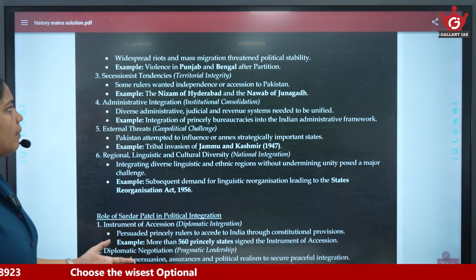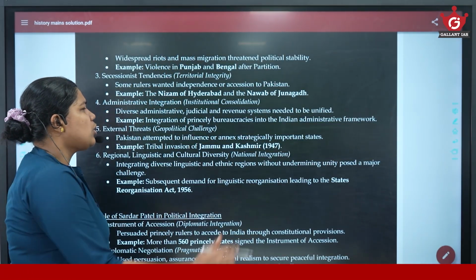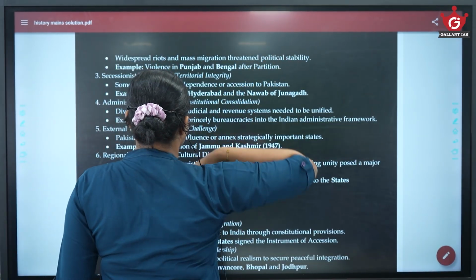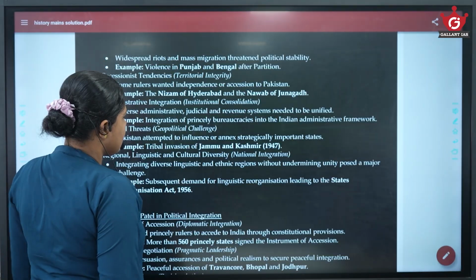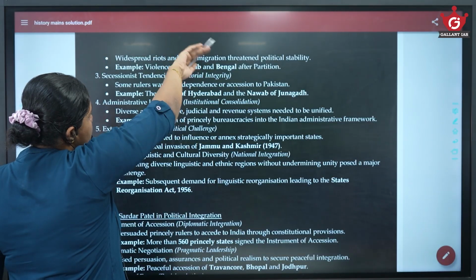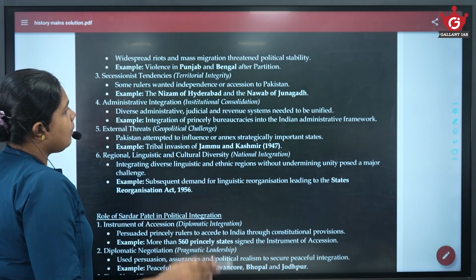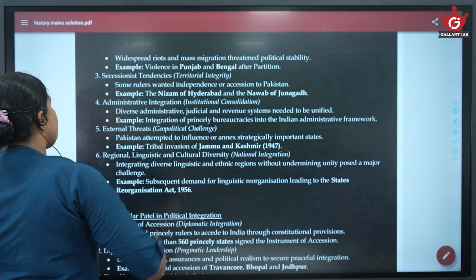Post-independence India, once India was born, there were widespread riots and mass migration, which was really threatening the political stability of India. So you can talk about violence in Punjab and Bengal after partition, and riots in northwest areas of India now, like Punjab, Pakistan bordering areas. It was very intense here.